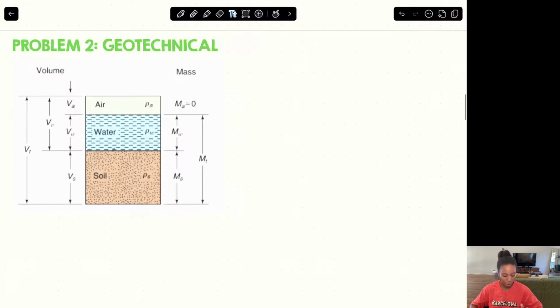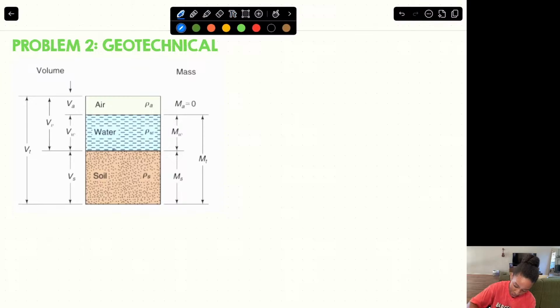So the second problem is going to be geotechnical. As you all know, soil is made up of more than just soil particles. In soil, there's also water, there's also air. So this diagram basically relates the volume of those three components to the mass. So get really, really familiar with all of this. So I'm just going to write this out.